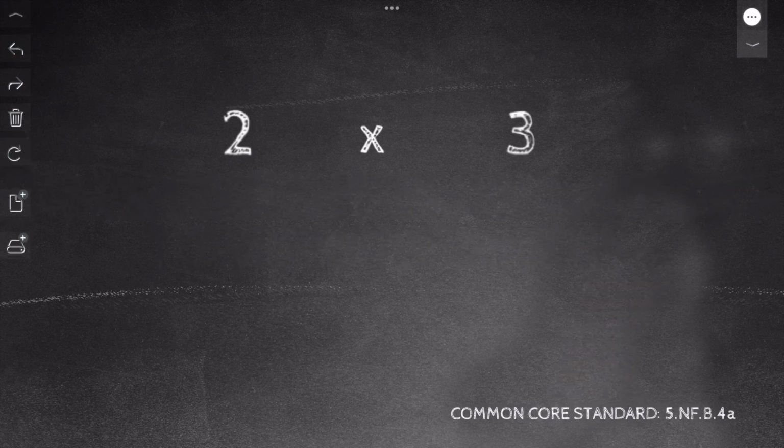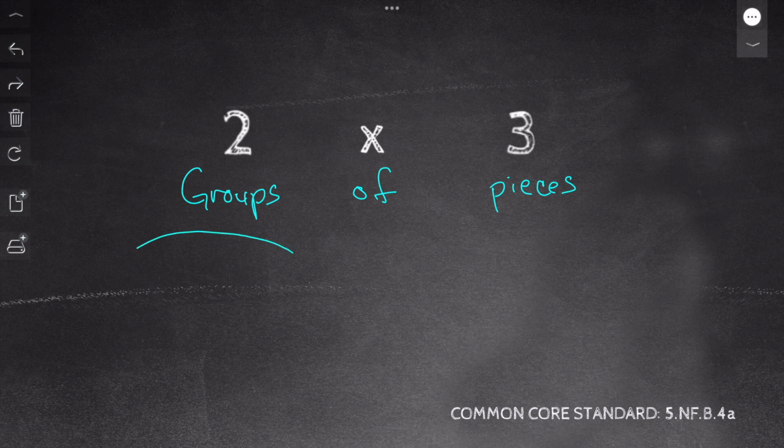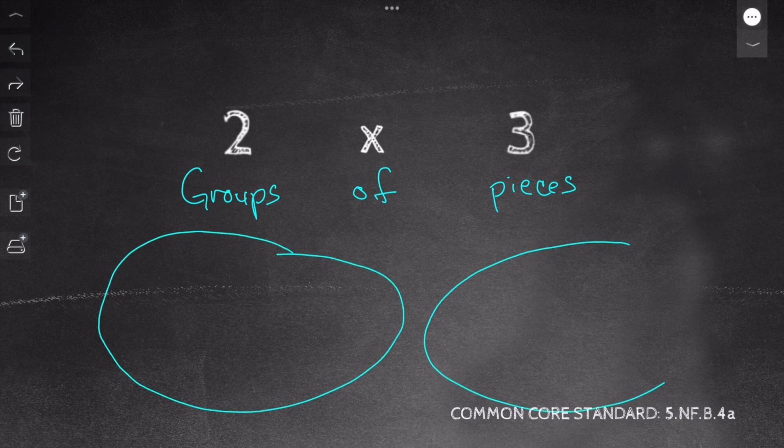Before we can actually understand our multiplication of a fraction times a fraction, let's step back and look at what we already know about multiplying whole numbers. We have 2 times 3. So we have 2 groups of 3 pieces. So I can simply go ahead and draw out 2 groups.